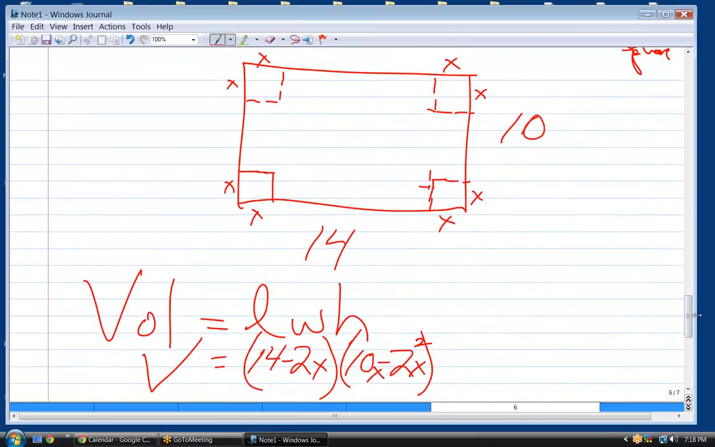Notice one thing. What is our domain of x? Let's talk about that. What can x be and what can't it be?